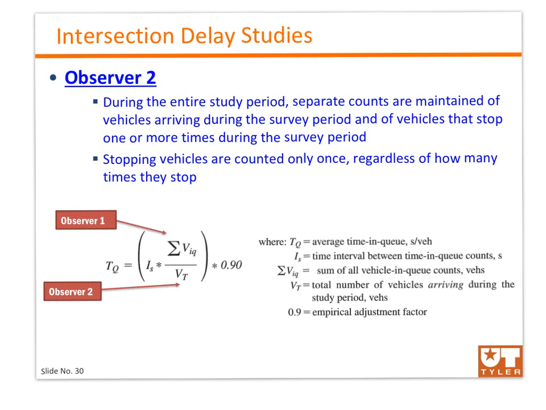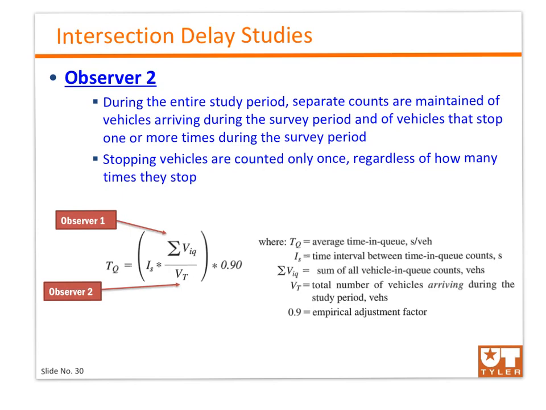So that's very important. We need to know which vehicles stopped once or more than once. The stopping vehicles also are counted only once. So that's the goal for observer number 2. We need to count the vehicles that enter the study once, regardless of how many times they stopped.